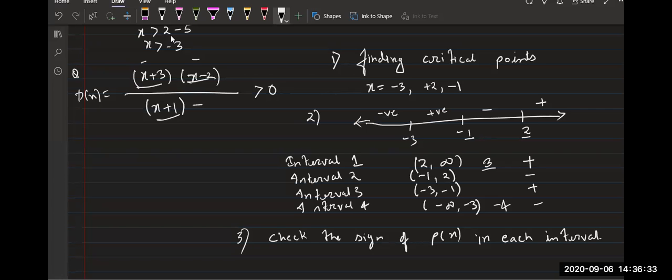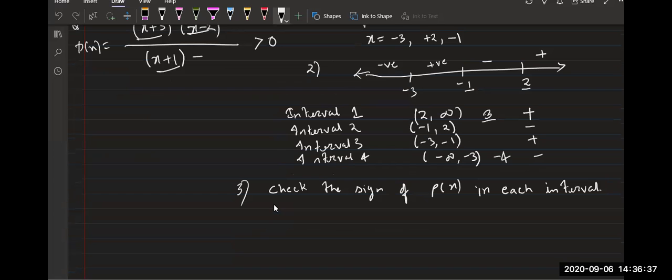First and third now, right? Got it? First and third. Then the fourth step is writing your answer. So p of x is positive in the first interval, which is 2 to infinity, and the third interval, which is minus 3 to minus 1, right?